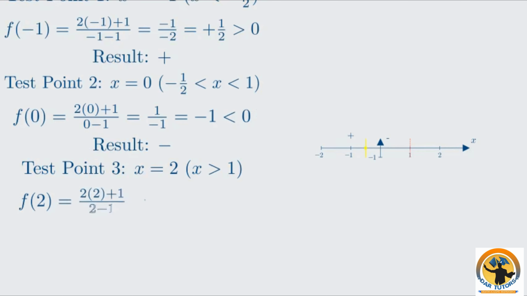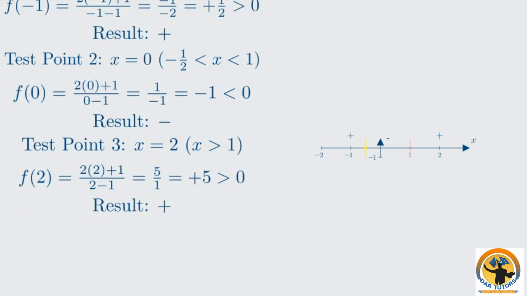Finally, in the region x is greater than 1, let's test x equals 2. The numerator is 5 and the denominator is 1. Positive divided by positive is positive. The function is positive here.